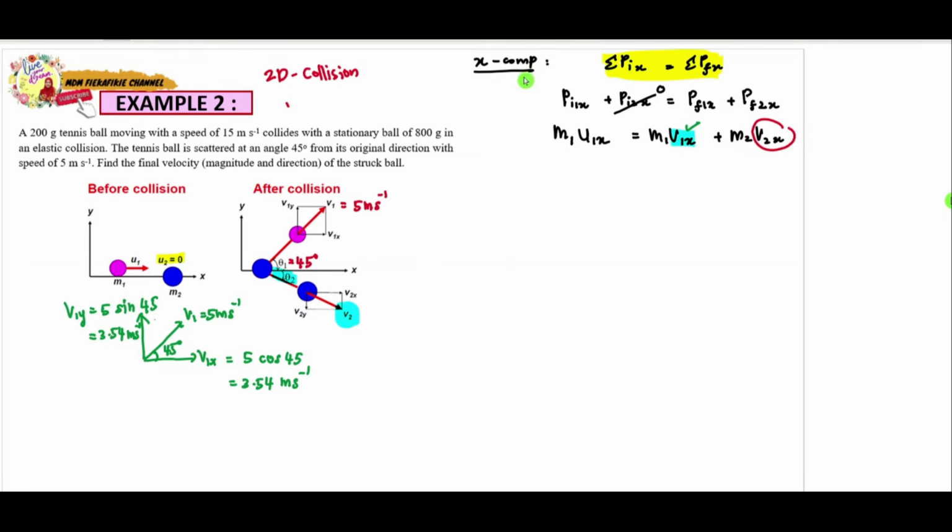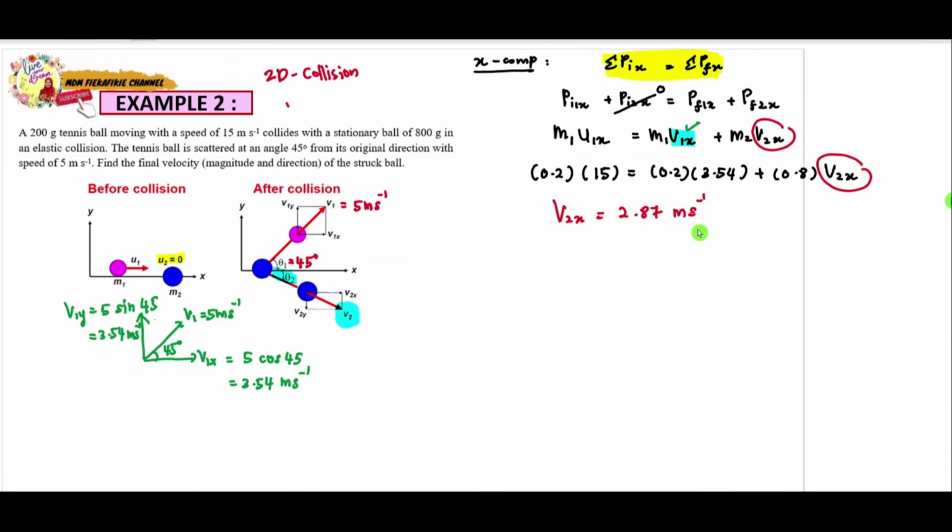And then kita substitute M1 equal to 200 gram. Make sure you change to kg. So 0.2 kg U1X. So since mass 1 is moving to the right, so memang dia in X component lah kan. So 15 equal to M1 0.2, V1X kita dah kira tadi 3.54 plus M2, soalan bagi 800 gram. Make sure you change to kg. And this is V2X. So now from here we can find already V2X. So V2X is equal to 2.87 meter per second. Jangan salah tekan calculator.